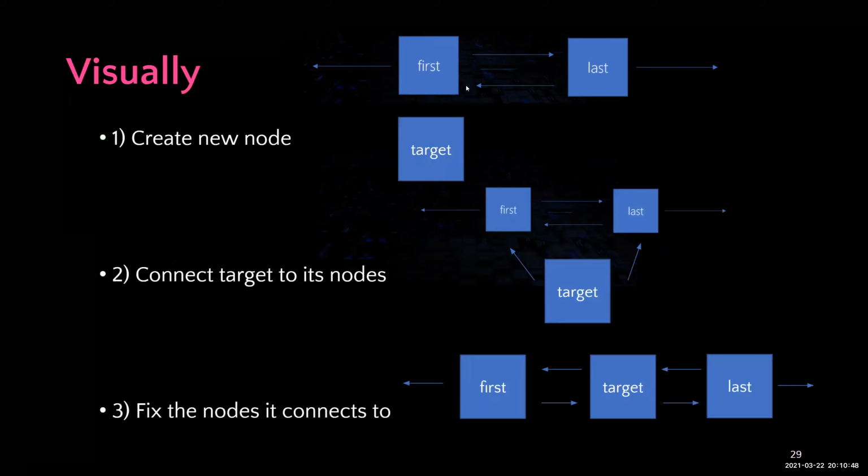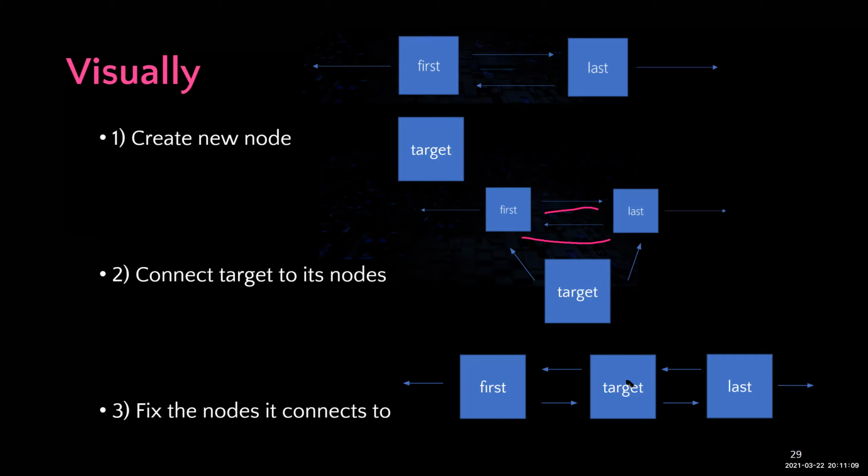Okay, so step 1 was we had the list and we create the node. Step 2 is we want to link up target to first and last. Notice how these connections are still here. We have to update those. So in step 3, we have this node's next point to target and this node's previous point to target. And that's pretty easy to do, right?